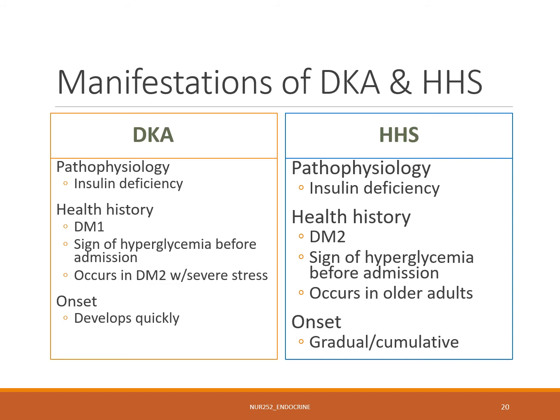In HHS, the excessively high blood glucose levels lead to an increase in serum osmolality, which leads to more serious neurological manifestations such as somnolence, coma, seizures, hemiparesis, and aphasia. Since these are similar to stroke, establishing a blood glucose is essential to determine proper treatment. So just remember, HHS is often slow and shows signs and symptoms of a stroke or neurological manifestations.